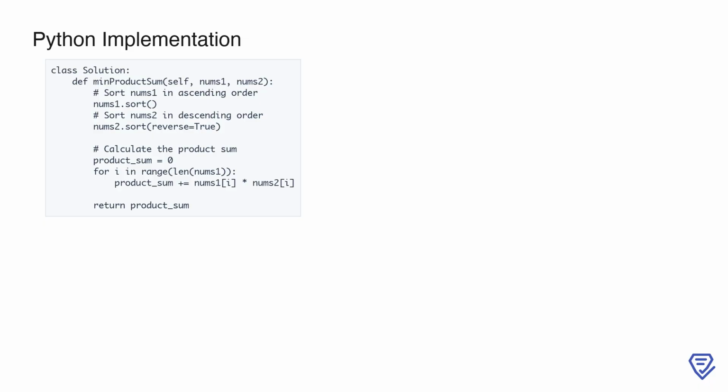Next, we initialize a variable product_sum to 0, which will store the cumulative sum of the products of the paired elements. We then iterate through the indices of nums1, or equivalently nums2, since both arrays have the same length. At each step of the loop, we calculate the product of the corresponding elements of nums1 and nums2 and add it to product_sum. This ensures that we are building up the minimized product sum incrementally. Finally, the function returns the value of product_sum, which represents the minimized product sum of the two arrays.